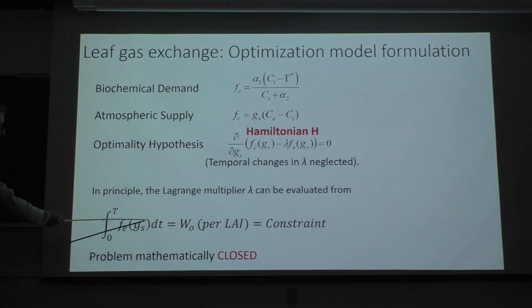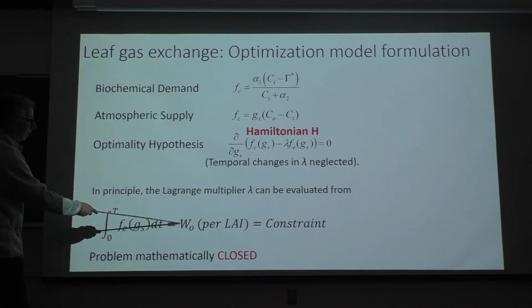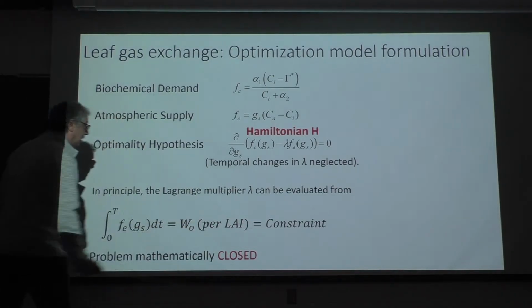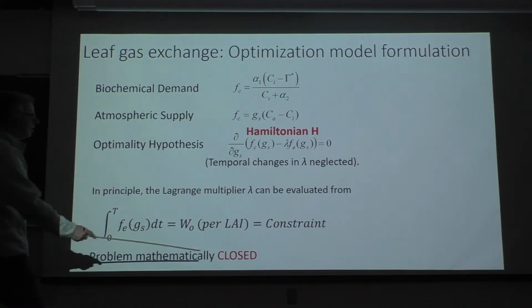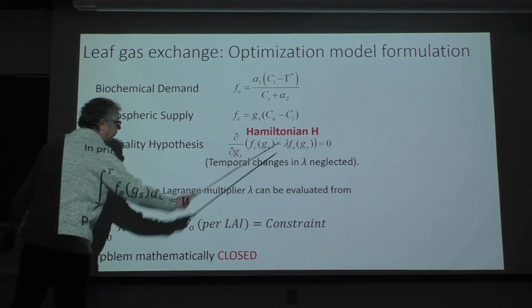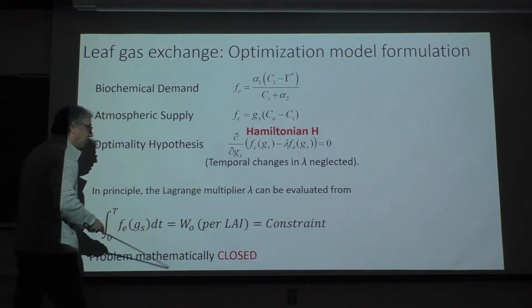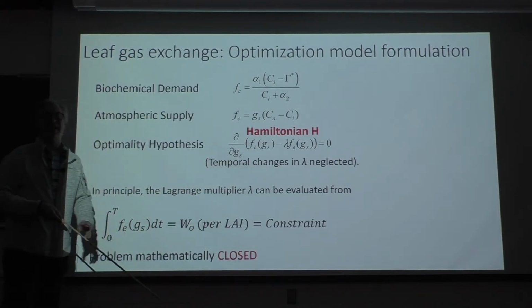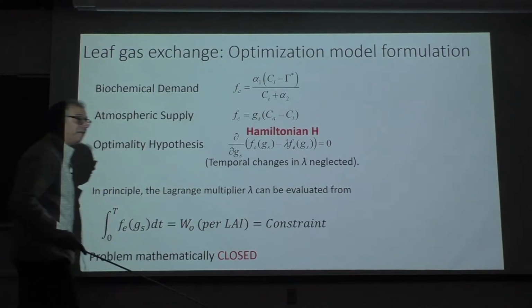So you could integrate the water flux over a certain time period and set it to the maximum water that is available in the rooting zone per unit leaf area. And that is basically the constraint. And the problem in principle is mathematically closed for the equation and for the unknown parameter number. In practice, we really don't know what the integration period is. We really don't have a good sense of what the initial soil moisture content is, and we really don't know whether this constraint is fully valid.